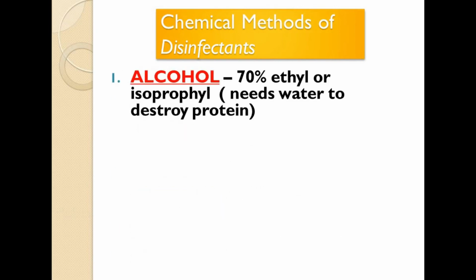So the chemical methods of disinfection. We have number 1, the alcohol. We are using 70% ethyl or isopropyl. So it needs water to destroy proteins. Okay? So we will be using a 70% concentration of ethyl or isopropyl alcohol because water will destroy protein.